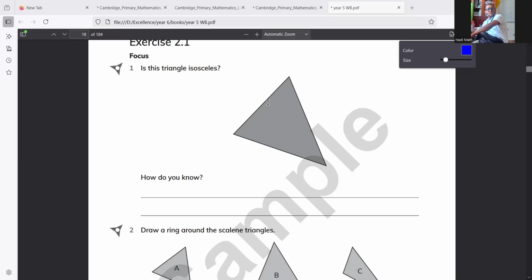Okay, grade 5. This is exercise 2-1. Let's go to the first exercise in unit 2.